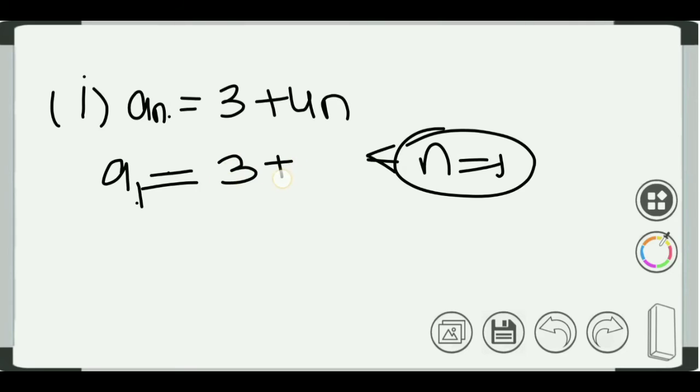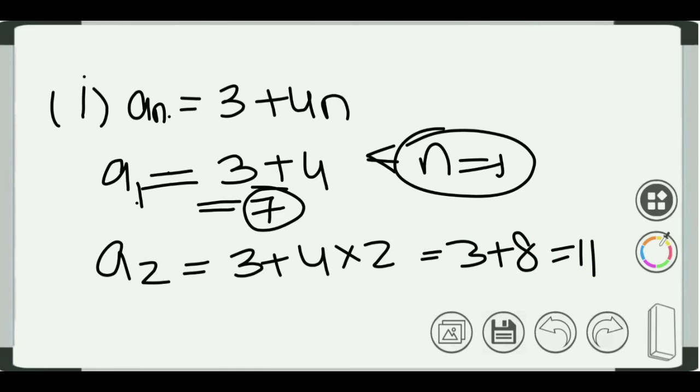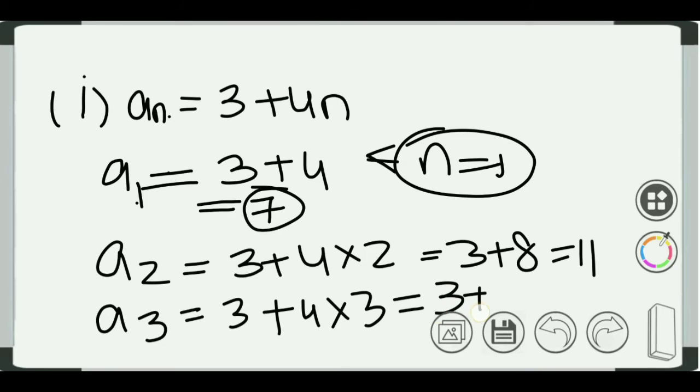So 3 plus 4 into 1 is 4. What is 3 plus 4? 7. So you got a1 is 7. Same way, put n is equal to 2. a2 equal to 3 plus 4 into 2. 3 plus 8, which is equal to 11. So you got a2 is equal to 11. Same way, a3. 3 plus 4 into 3. 3 plus 12 equal to 15. So you got the value of a1 as 7, a2 is equal to 11, a3 is equal to 15.